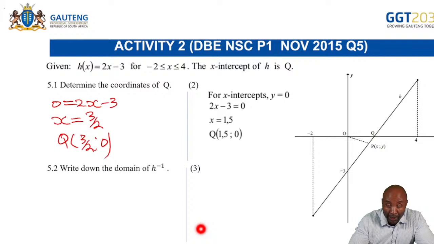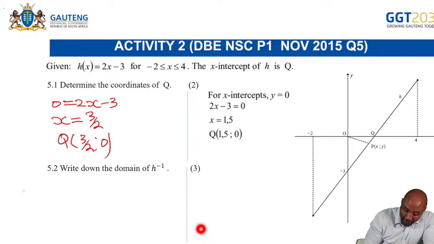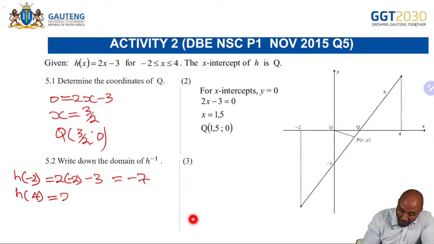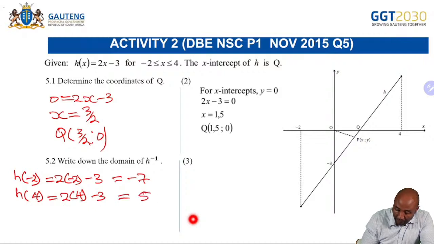Remember, for us to be able to determine the domain of H inverse, we must get the range of the original function. So our original function, we have to get h of -2. This will give us 2(-2) minus 3, and this will give us -7, and h of 4, which will give us 2 times 4 minus 3, and 2 times 4 will give us 8 minus 3. This will give us 5.